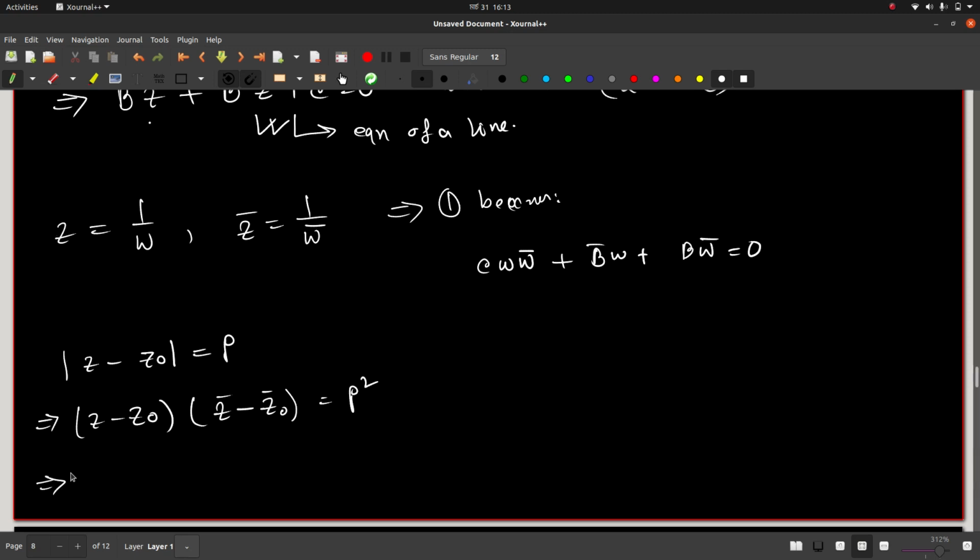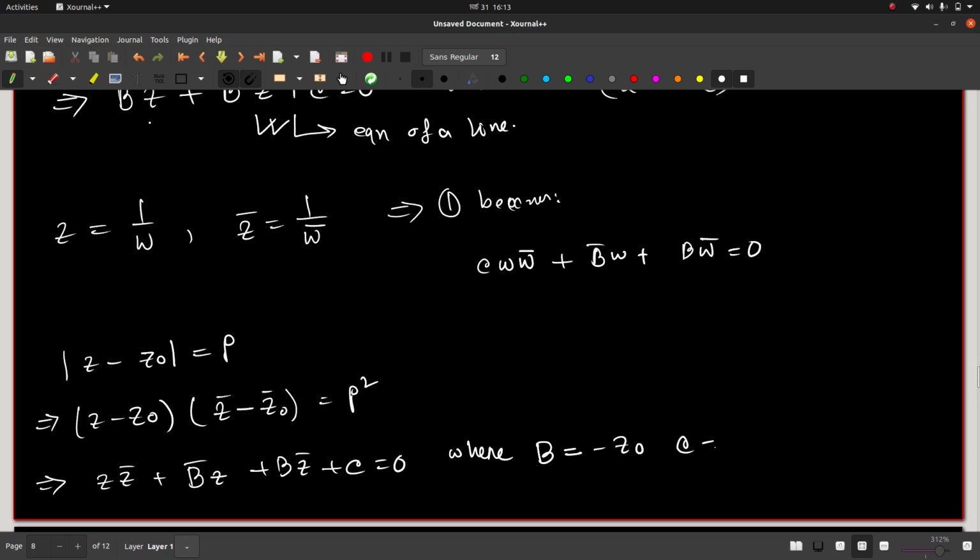Okay, so now if you just multiply things out, that means you multiply these two guys and you will get zz bar plus b bar of z plus bz bar plus c equals to 0, where b is equals to minus z0 and c is given by modulus of z0 square minus rho square, like this. Okay, and if this is the equation of a circle, what is this? If you compare it, this is also equation of a circle.